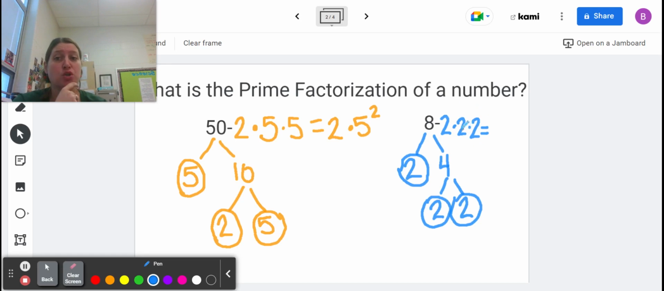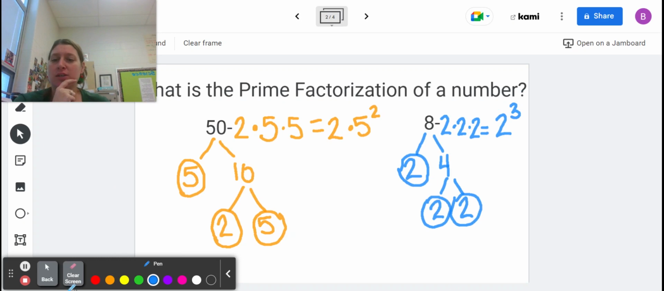So if it wants you to write it as exponential form, I can now shorten this and write it as an exponent. Our base is the number I see. So what number do we see? We see a 2. So the 2 is going to be my big number. It's my base. And my exponent is how many times I see the 2. So 1, 2, 3. So I have an exponent of 3. So my prime factorization of 8 is 2 times 2 times 2, or 2 to the third power.